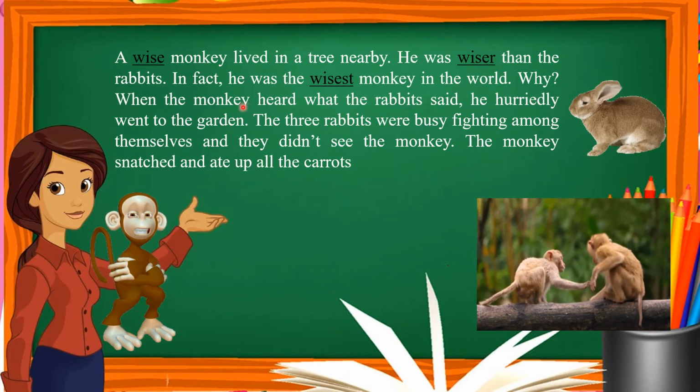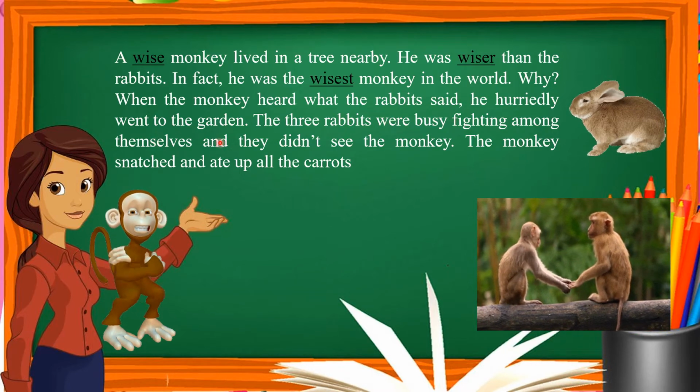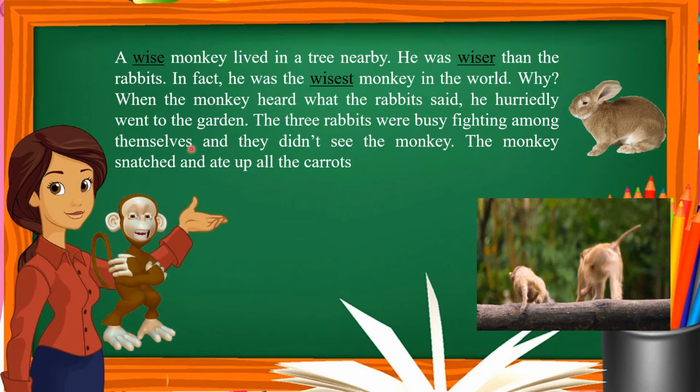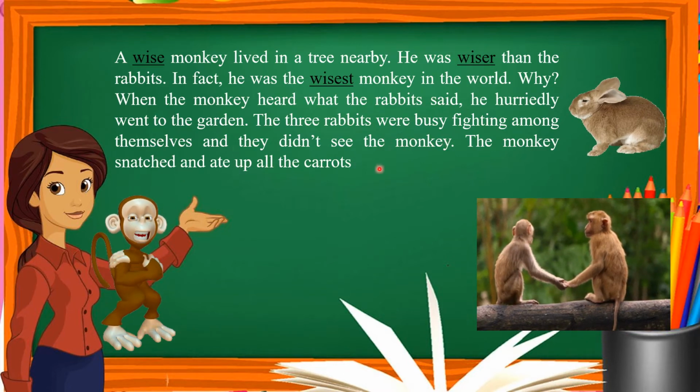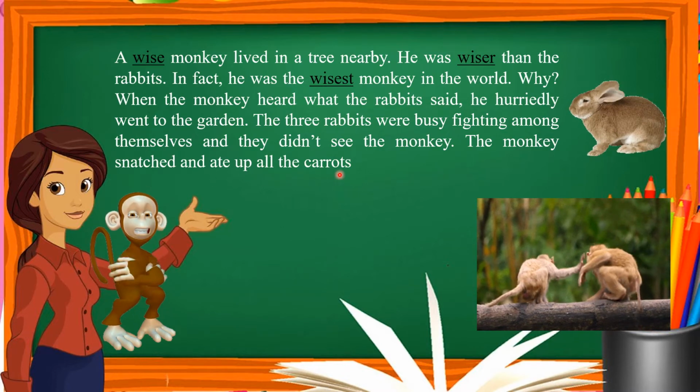Why? When the monkey heard what the rabbits said, he hurriedly went to the garden. The 3 rabbits were busy fighting among themselves, and they didn't see the monkey. The monkey snatched and ate all the carrots.